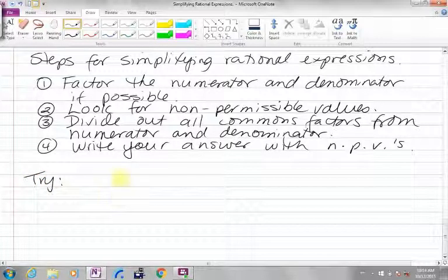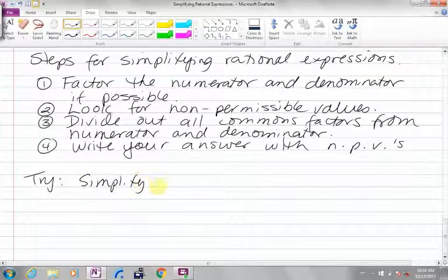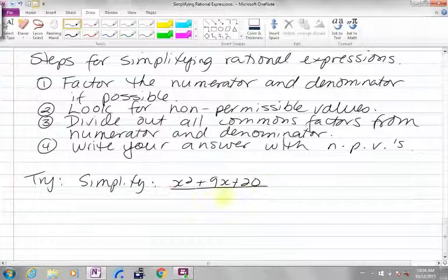So following those steps, see if you can simplify. Sorry. Forgot to turn my sound off. So see if you can simplify that.